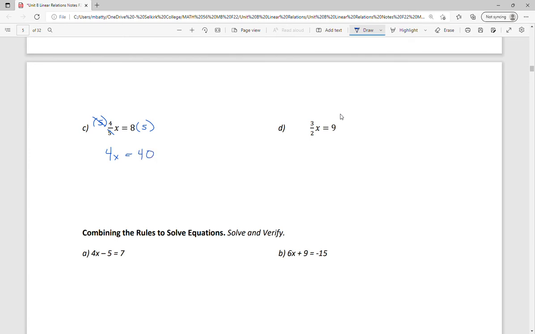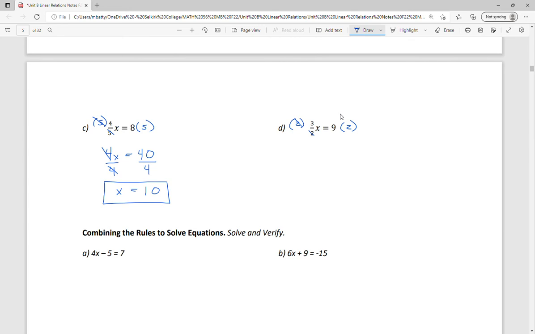So I'd start by multiplying both sides by 5, and then I move on to dividing both sides by 4 to get rid of that 4. So I get that x equals 10 as my solution. The last one with fractions, I'm going to get rid of those fractions first by getting rid of my 2.